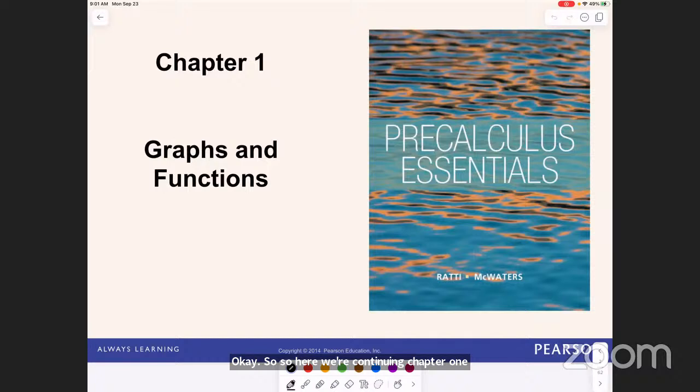So again, pretty much our structure from here until the end is, we'll do 3 sections and then a week of testing, 3 sections and then a week of testing. We basically do 1 section a week, right? So 3 weeks of lecture, 1 week of exams, 3 weeks of lecture, and it pretty much has that rhythm until the end. Okay, so here we're continuing chapter 1 on graphs and functions.